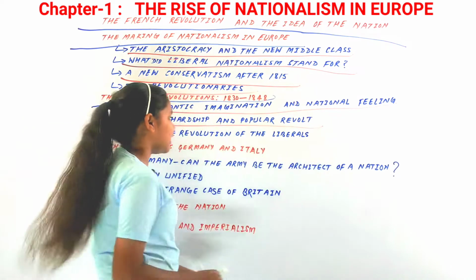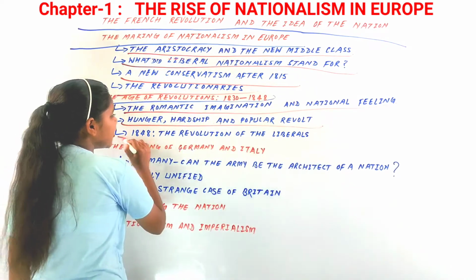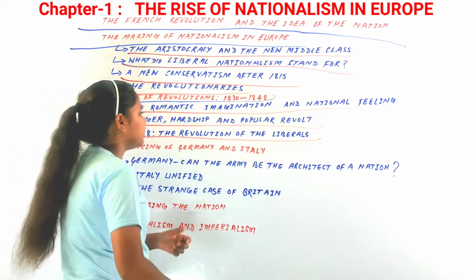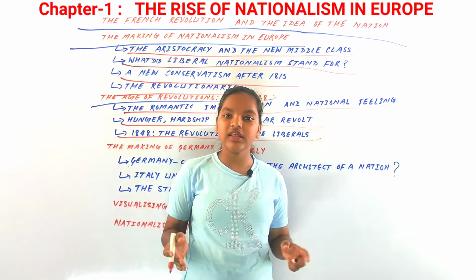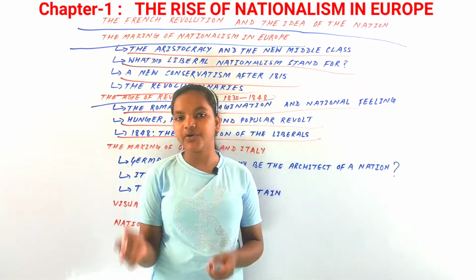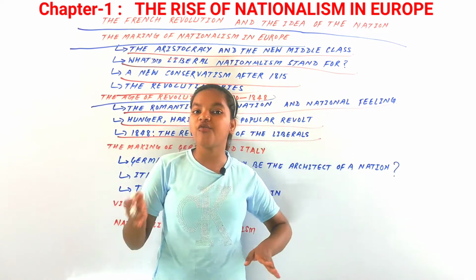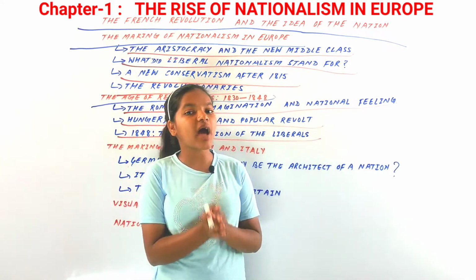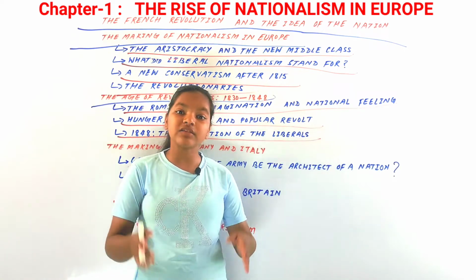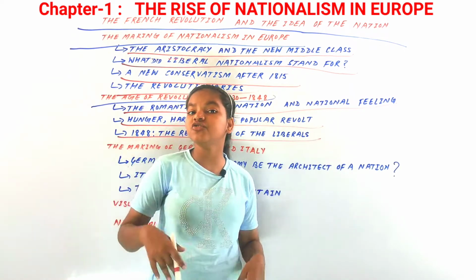Now our next subtopic is 1848, the revolution of the liberals. In 1848, different revolutions of liberals could be seen in different parts of Europe, because now people were asking for constitutionalism.